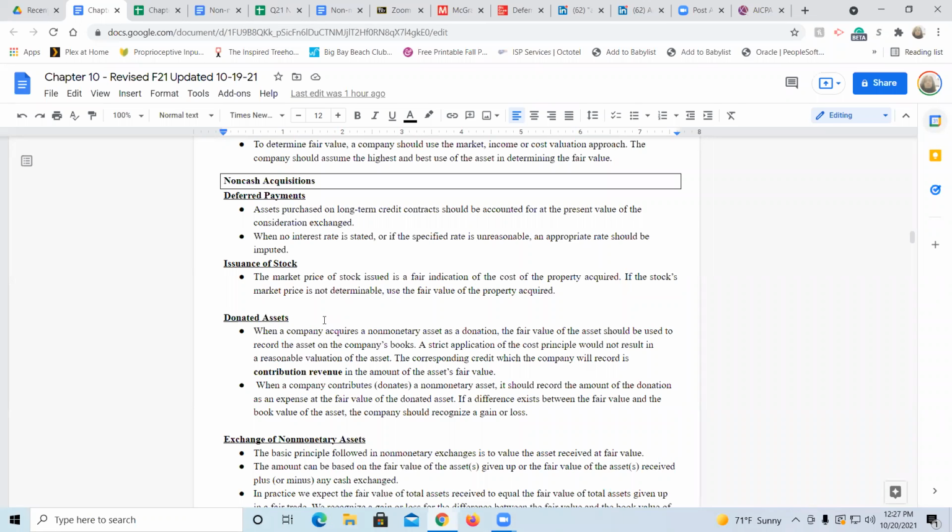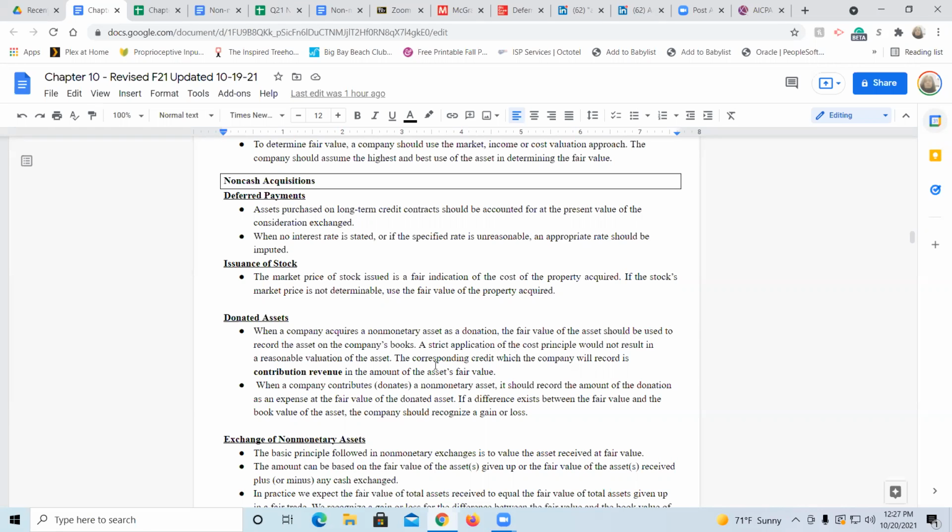So, if a company gets a non-monetary asset, so it's not money, some other asset, as a donation, the fair value of the asset should be used to record the asset on the company's books. So you debit whatever asset it is, let's say it's equipment, you debit equipment. So it's fair value, right?